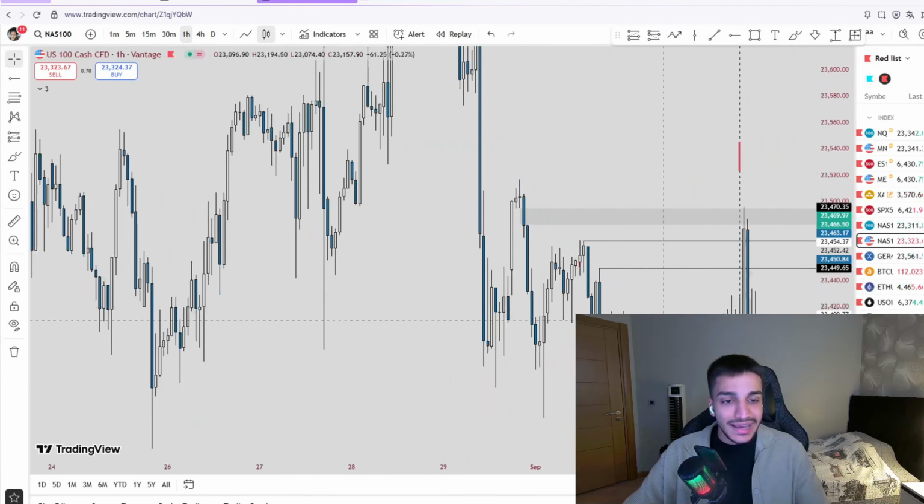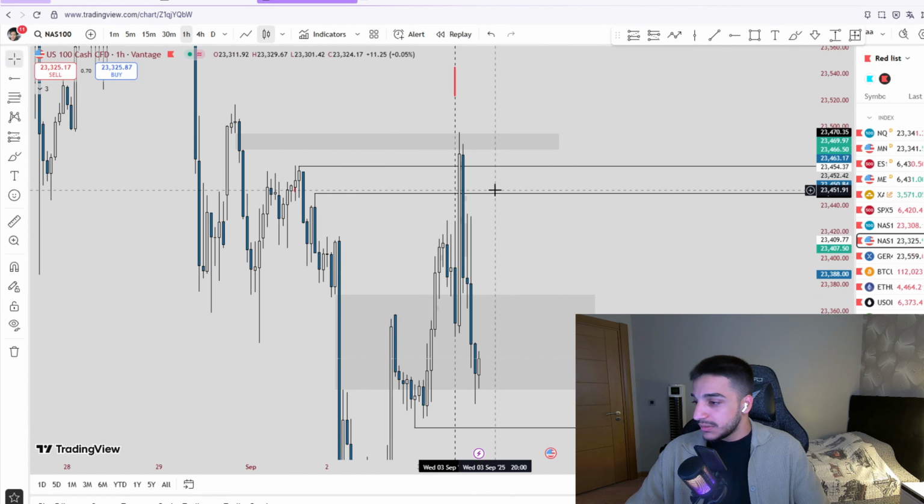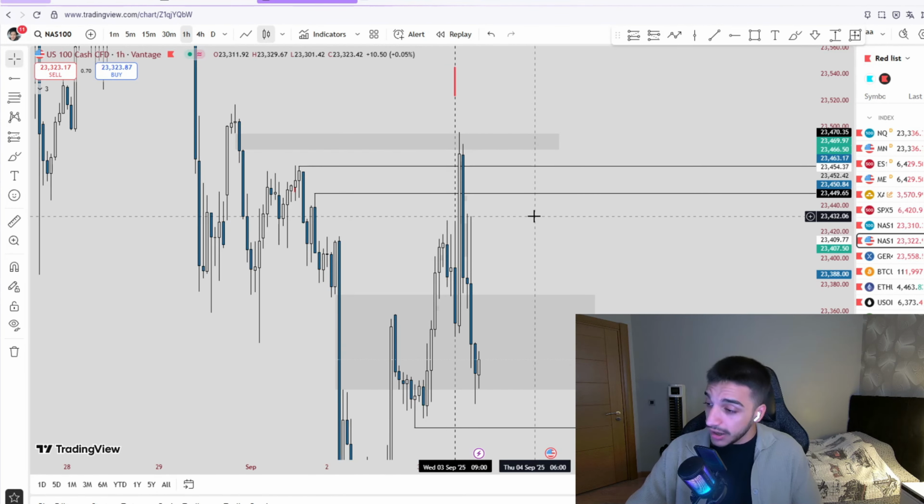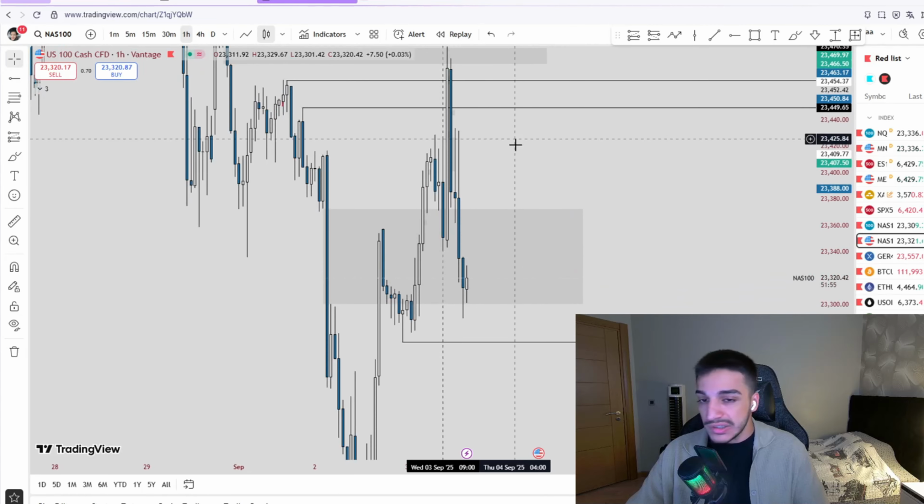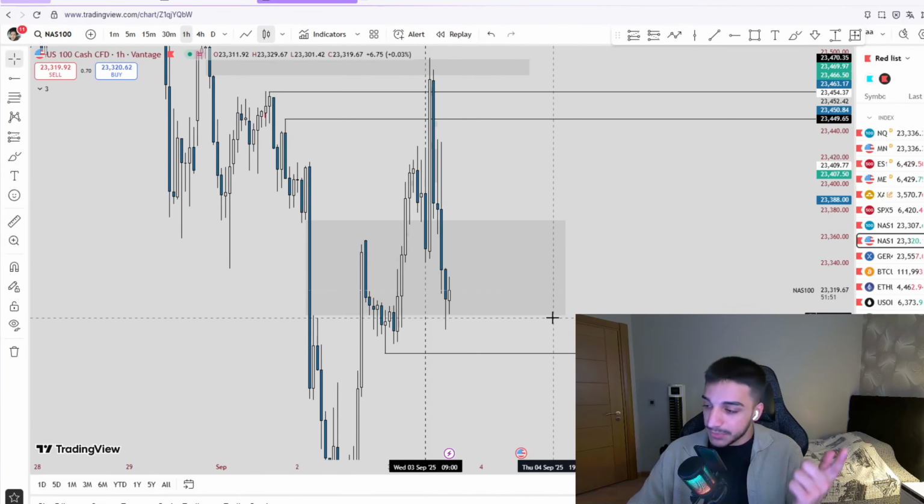So let's say that you mark this liquidity, but you don't want to take trades. The first thing you can do is trade with the trend, believing that price will take those highs, or you can wait for the price to take those highs and wait for a reversal to this low. And what can price do?